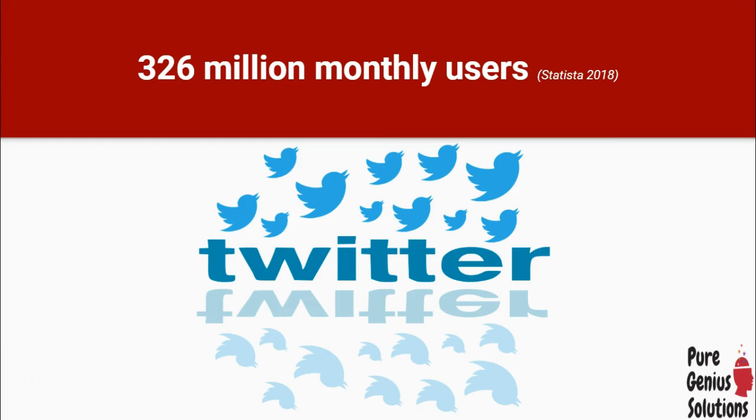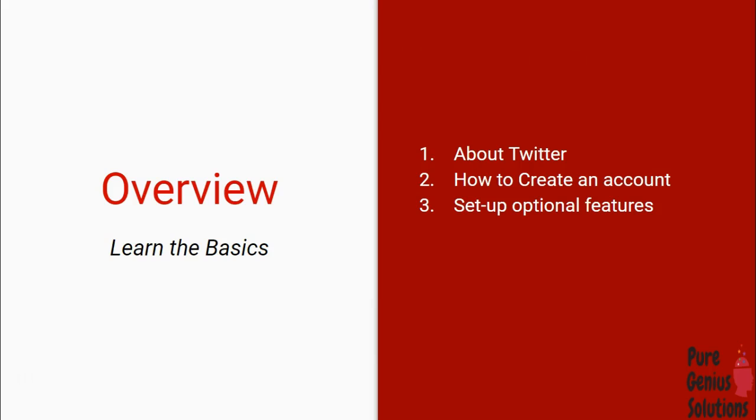Twitter is another one of the most popular social media networks on the internet, with 326 million monthly active users, ranging from celebrities to the general public. In this tutorial, we'll go over the basics of Twitter, discussing things like what's unique about Twitter, how to create a Twitter account, and how to set up optional features.